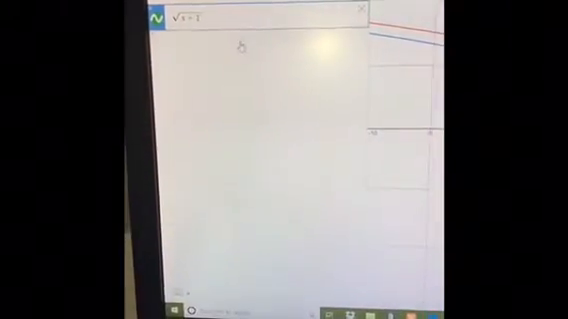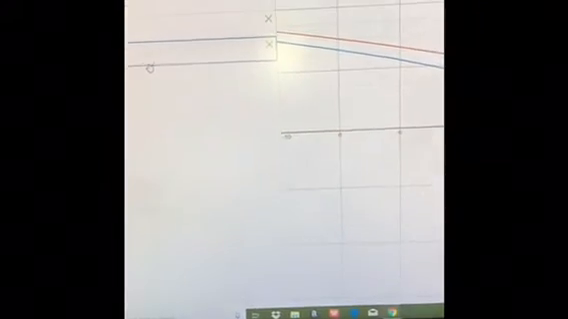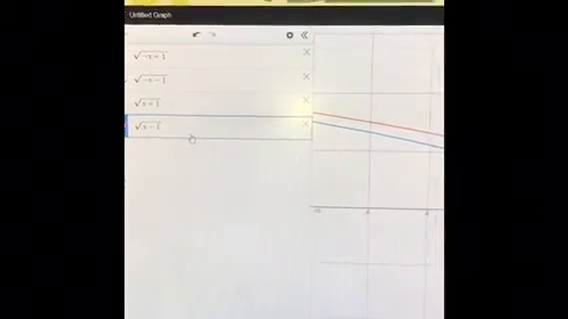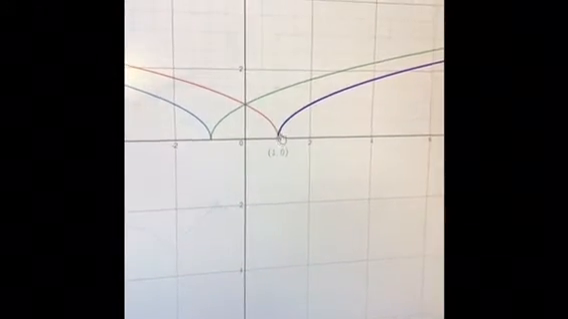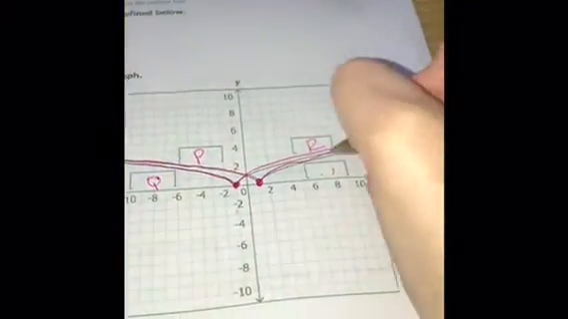Okay, and now we're going to go back up, and we're going to add our final one, S, and it is the square root of x minus 1, so it's minus 1, and we come over here and we see that it starts at 1, 0, but it goes to the right side. Now if we come down here, we see that is that one, but it's also our last one, so that one is S.